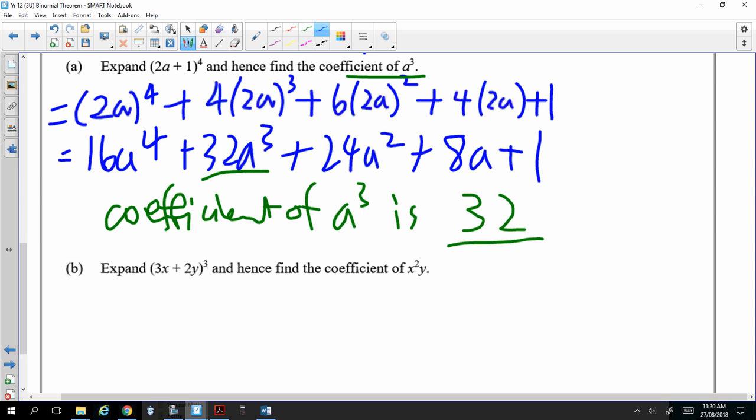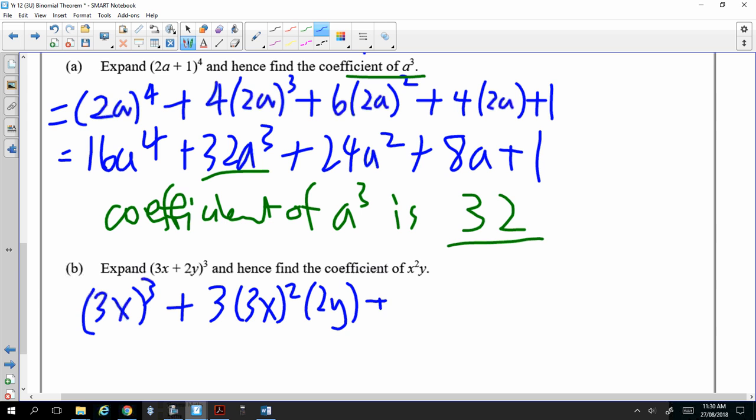Okay, let's start to do this. Okay, so we'll get (3x) cubed. What's the next one? 1, 3, 3, (3x) squared (2y) plus 3(3x)(2y) squared plus (2y) cubed. Right? So the numbers are the coefficients 1, 3, 3, 1. These are from the Pascal's triangle. And just work out.